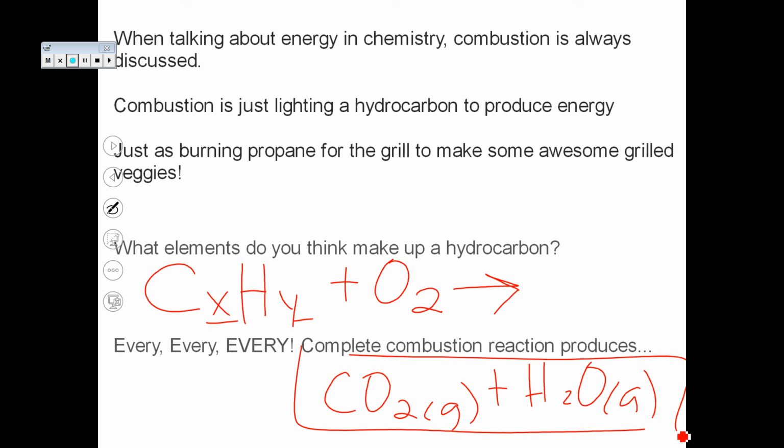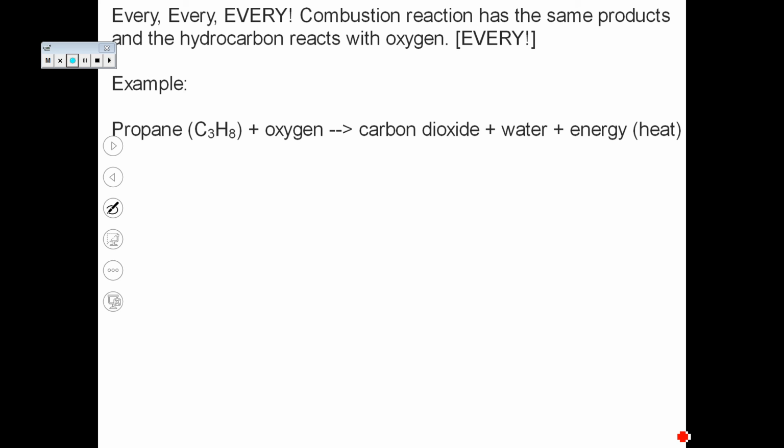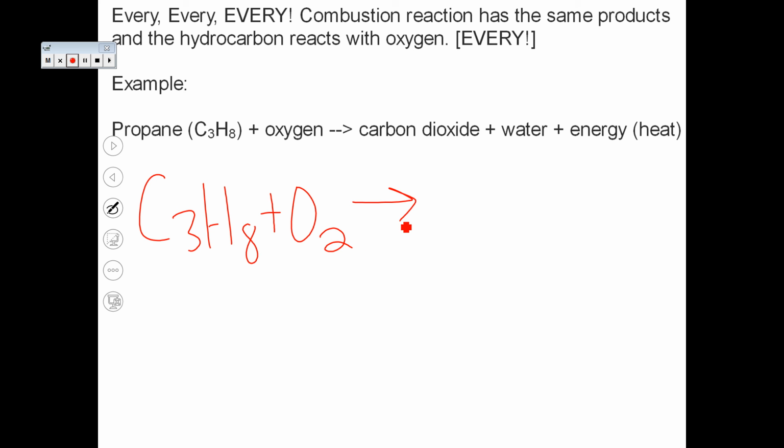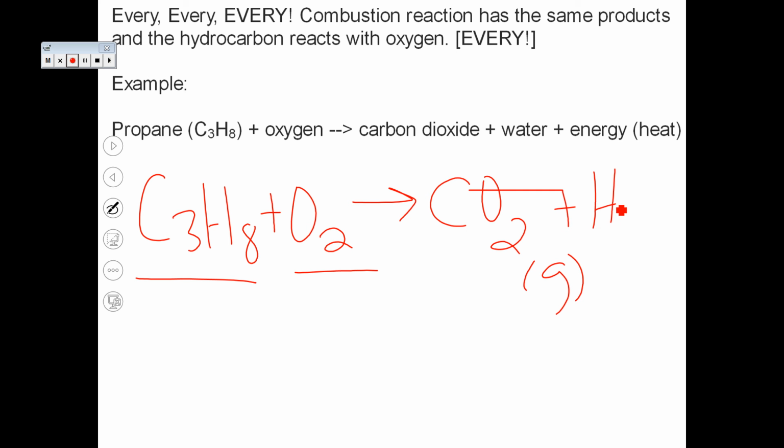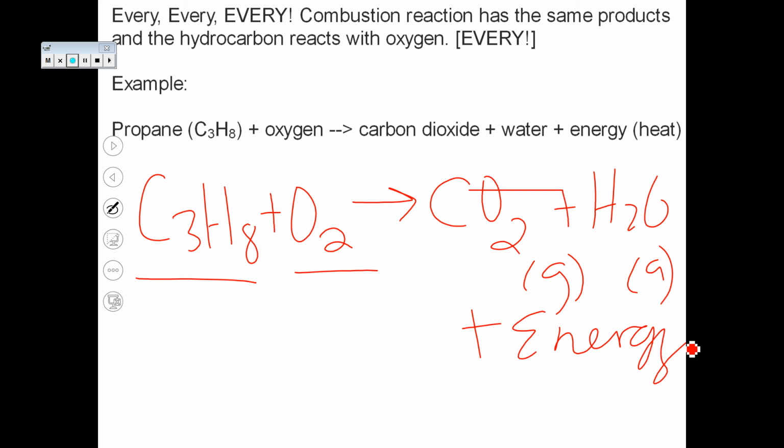And it's sort of the easiest, like, freebie reaction because there's no real thinking involved with combustion. Every combustion reaction has the same products. So for example, if you have C3H8 plus O2, it is a hydrocarbon plus oxygen. It is going to make CO2 gas and H2O gas plus energy every single time.